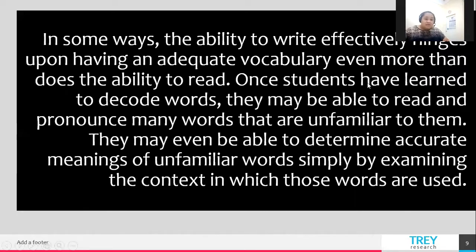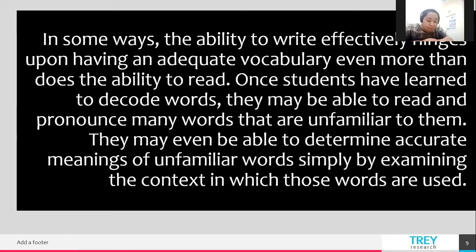So let us talk first about this. In some ways, the ability to write effectively hinges just on the what? Saan sabi dito? Adequate vocabulary. Even more than just the ability to read. So that's why it is not just being a good reader, but we should also know a lot of words. Once the student has learned to decode the words, they may be able to read and pronounce the words that are unfamiliar to them. But they may even be able to determine accurate meanings of unfamiliar symbols by examining the context within the words used.